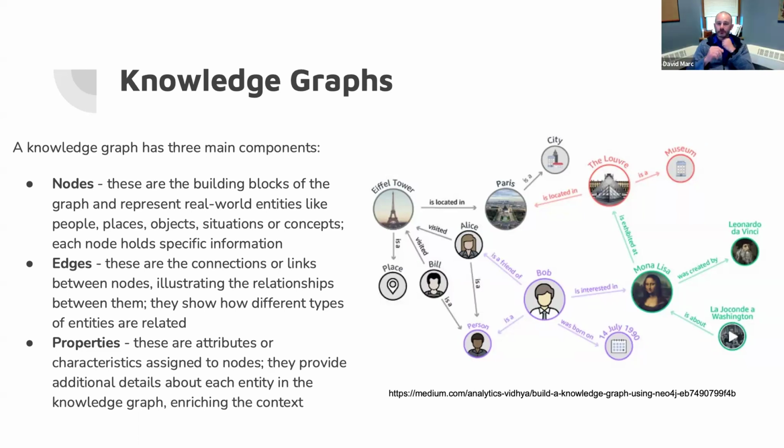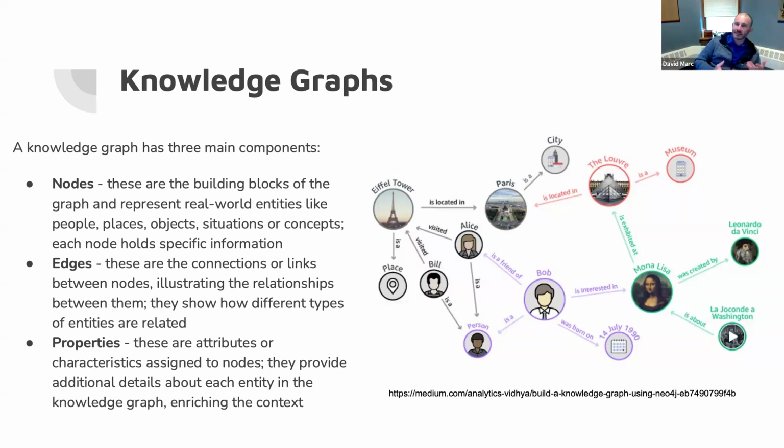So here's an example: the Eiffel Tower. The Eiffel Tower is a node that might have its own properties, right? It might have properties regarding its latitude and longitude, and its address is a property. And the Eiffel Tower has an edge where it's located in Paris. Paris is a city, so Paris is a node that has an edge, a relationship, because it's a city. A city is a node.